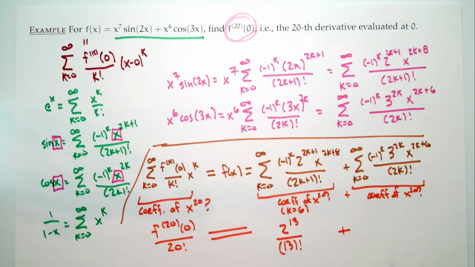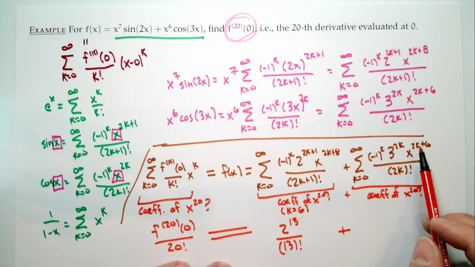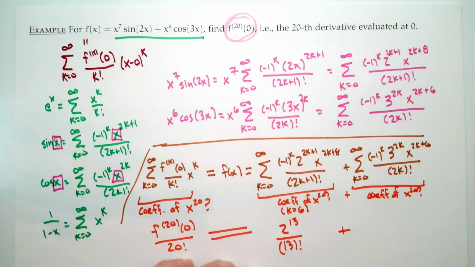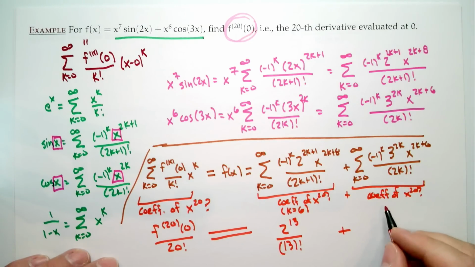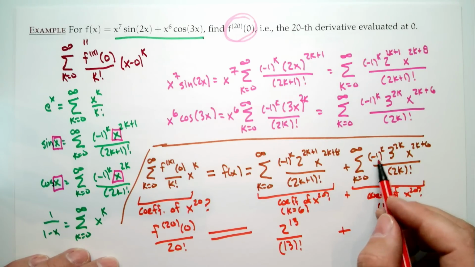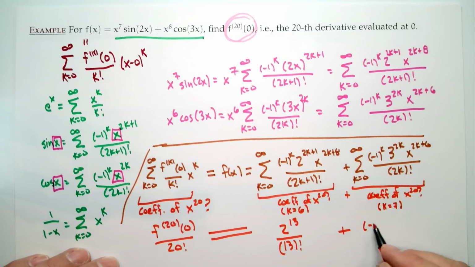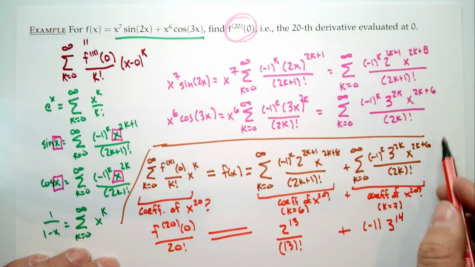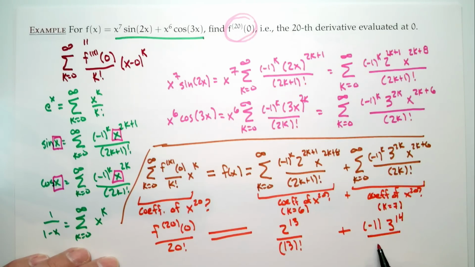All right, what happens here? Well, here I have this to the power 2k plus 6. When does 2k plus 6 equal 20? 7. 2 times 7 plus 6 gives us 20. So if I want to get the coefficient of x to the 20, I'm going to say what happens when k equals 7? So I'll have (-1) to the 7, so that's a minus 1, times 3 to the 14. And then I'll have x to the 20, but I'm just grabbing the coefficient right now, divided by 14 factorial.